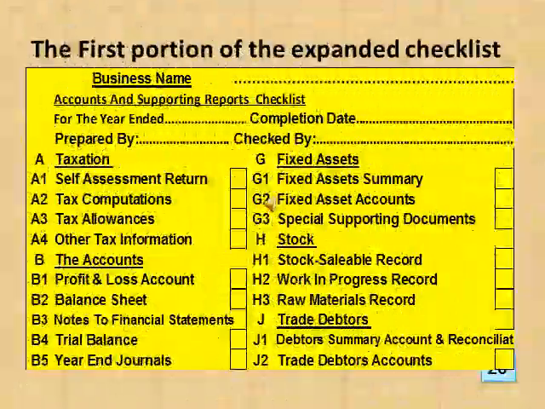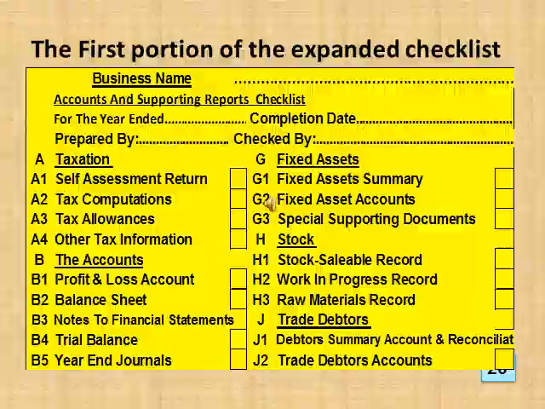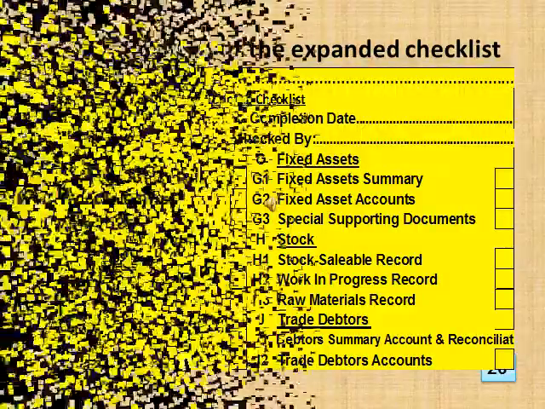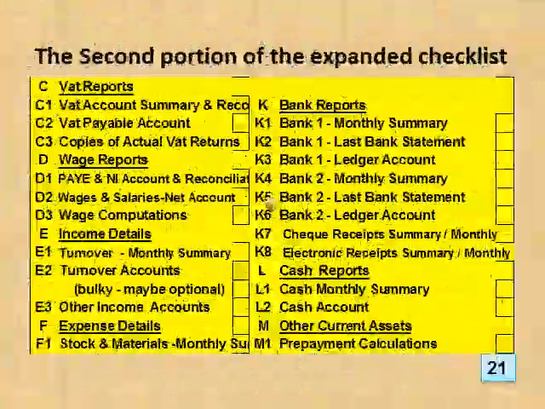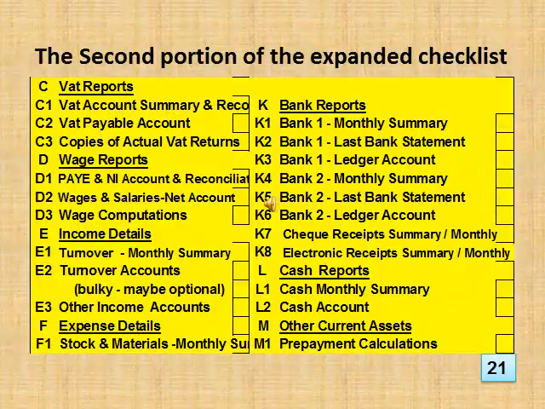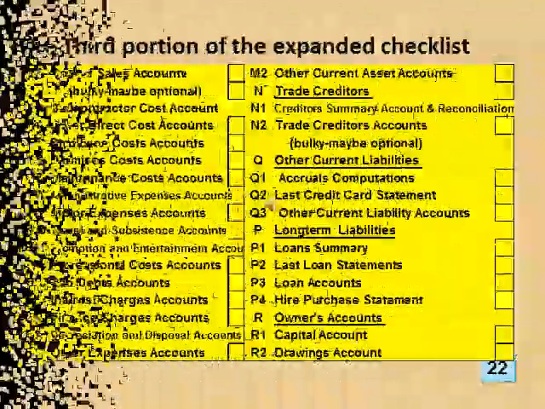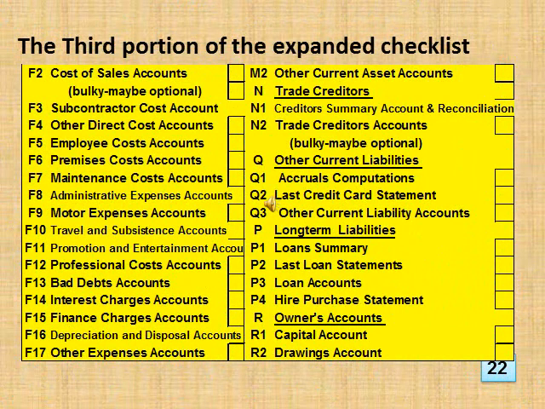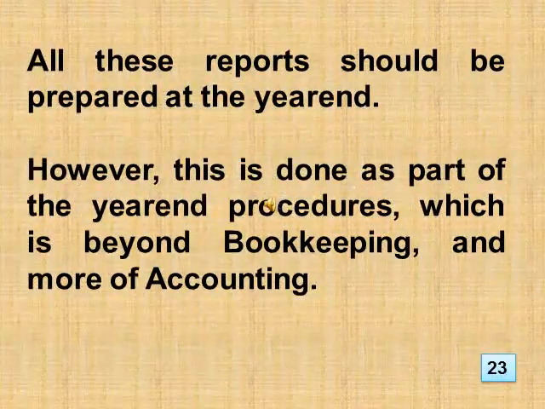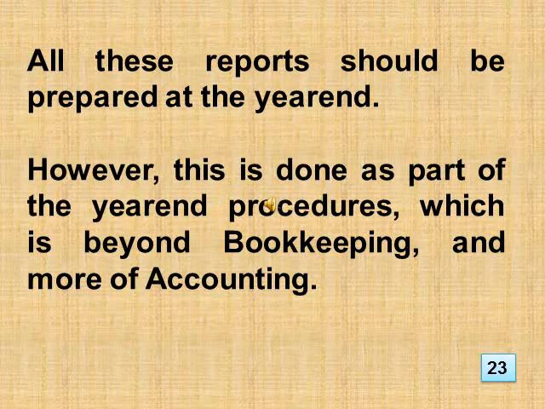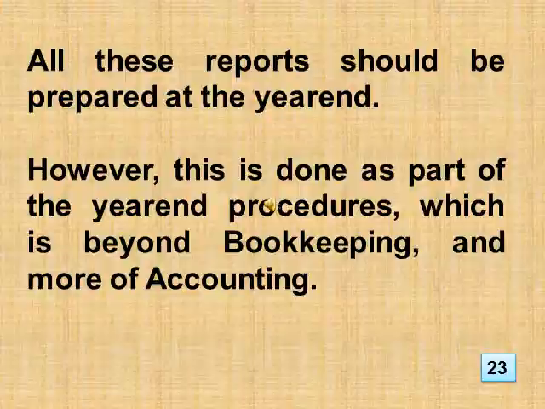The first portion of the expanded checklist. The second portion of the expanded checklist. The third portion of the expanded checklist. All these reports should be prepared at the year-end. However, this is done as part of the year-end procedures, which is beyond bookkeeping and more of accounting.